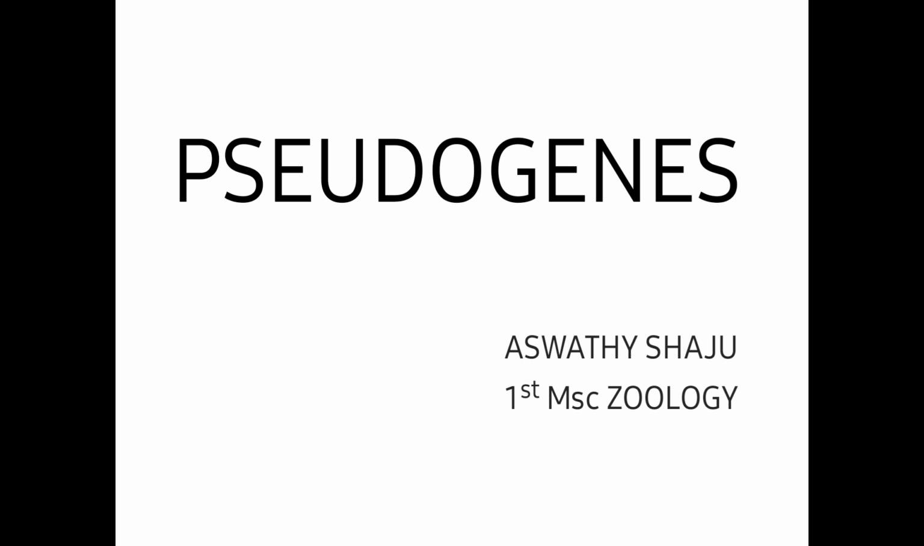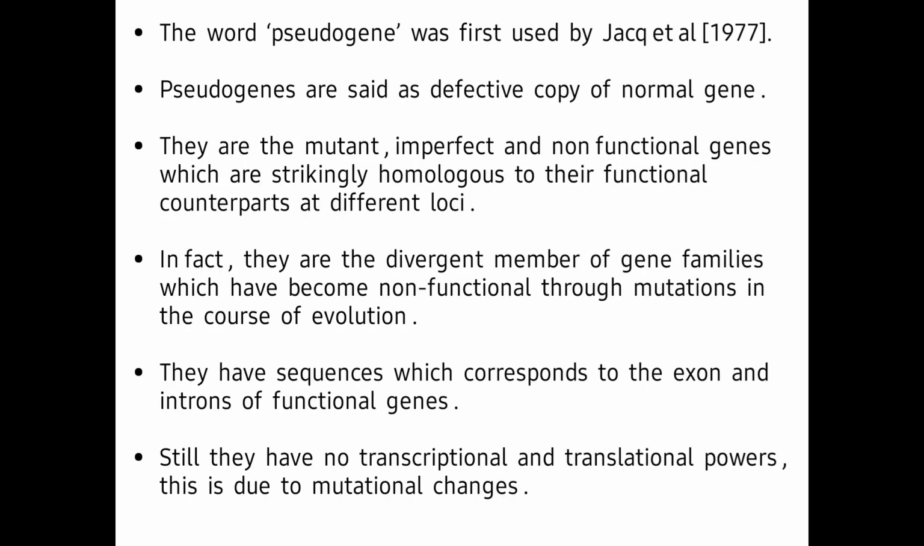So pseudogenes, if we say it simply, means the defective copy of a normal gene. In our body, we know there are lots of genes which are defective copies. That means the exact copy of the original gene, but non-functional. So that is simply known as pseudogenes, a defective copy of a normal gene. And the word pseudogene was first used by Jacq et al.